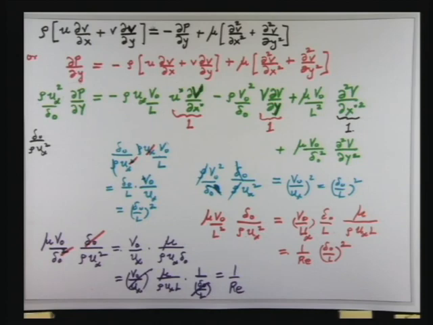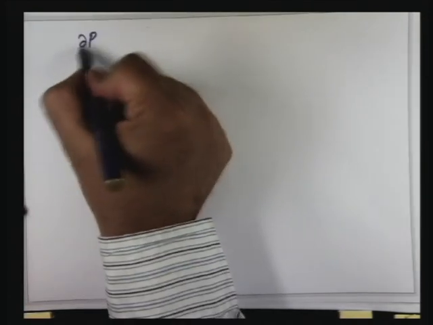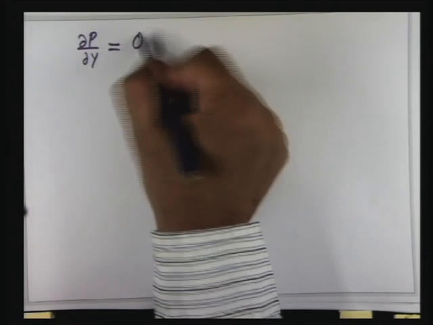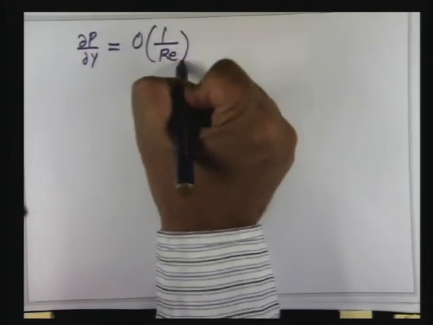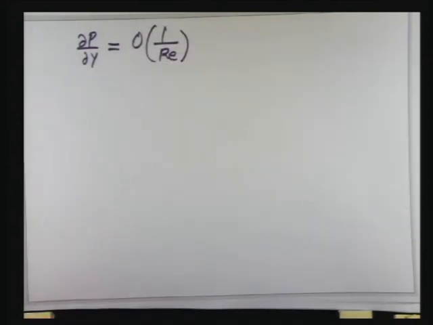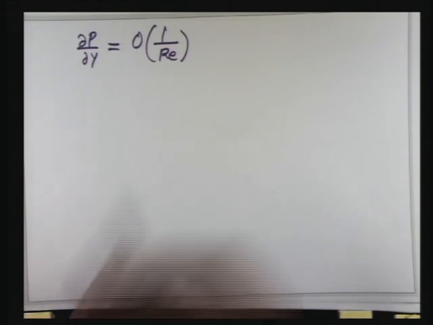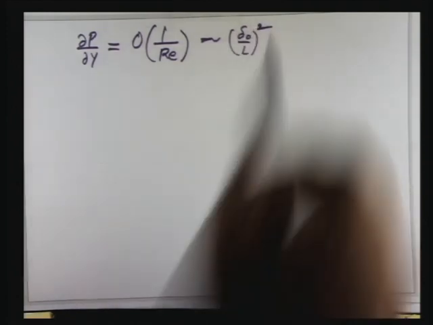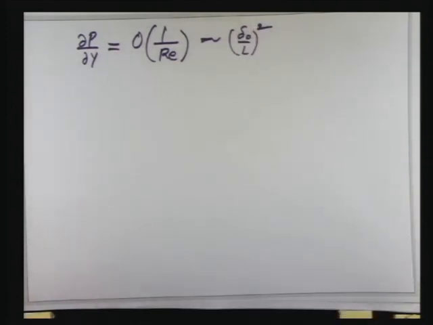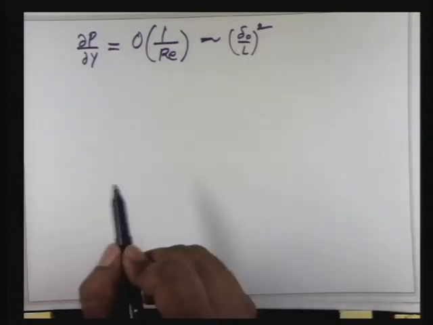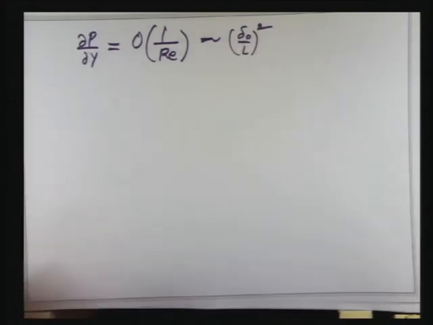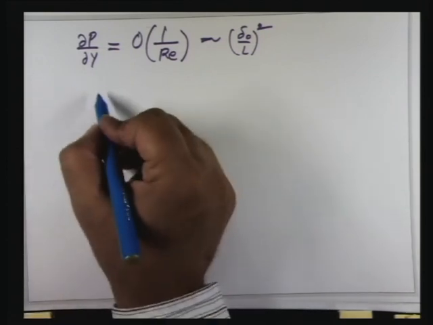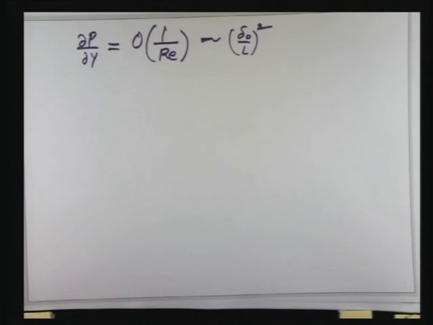by RE. So this gives you that del P del Y is order of 1 upon RE. Or you can say this is the order of delta naught by L whole square. So when RE is large, delta naught by L is much less than 1, this can be neglected. So that gives you the drastic approximation that del P del Y is approximately equal to 0.